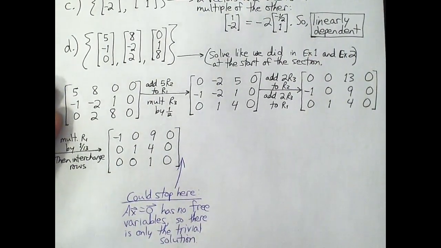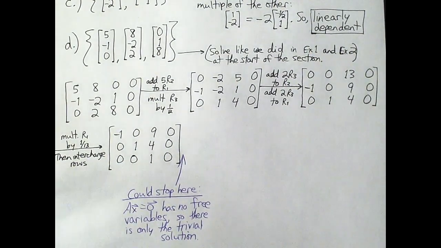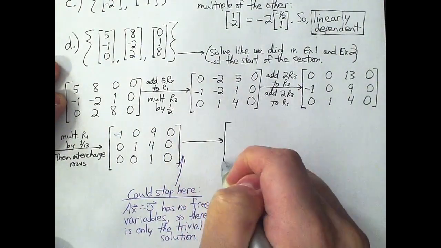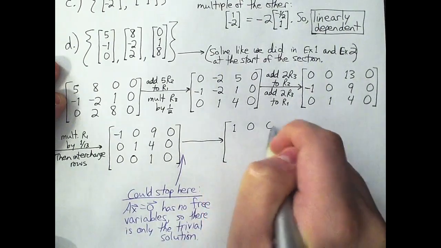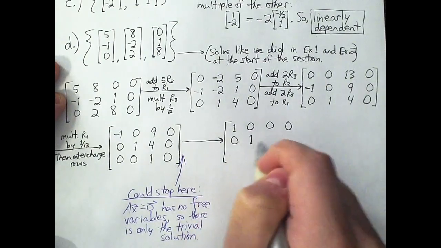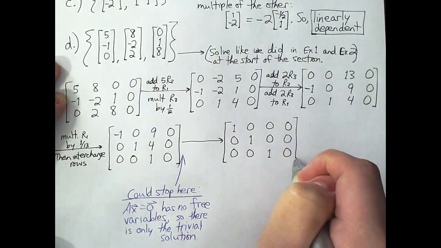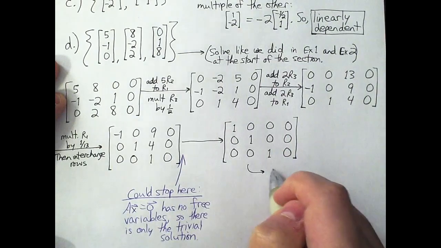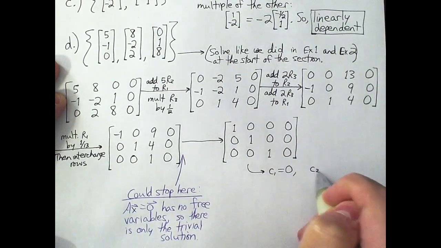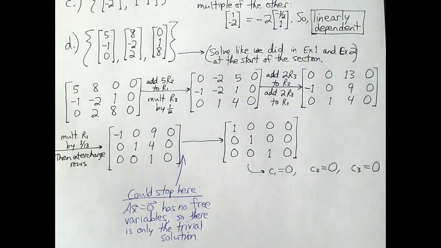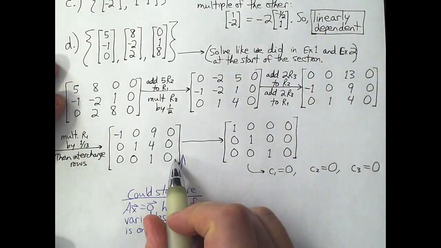I'm going to show this to you anyway. I'm saying you could stop here, but I'm going to show you anyway that if you continued with row reduction, it would row reduce to this. This would be in reduced row echelon form. And this would tell us that C1 is 0, C2 is 0, C3 is 0. Only getting the trivial solution. So as soon as you can tell that there is only going to be the trivial solution, you could stop.